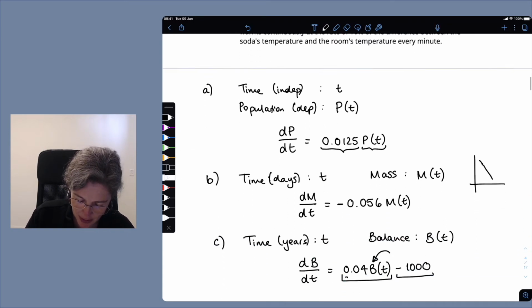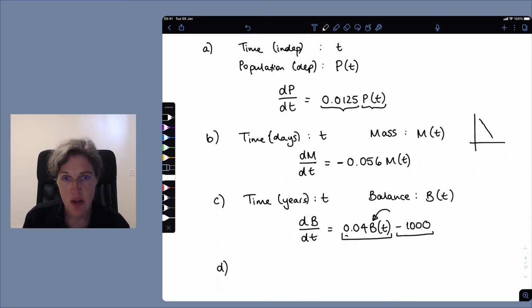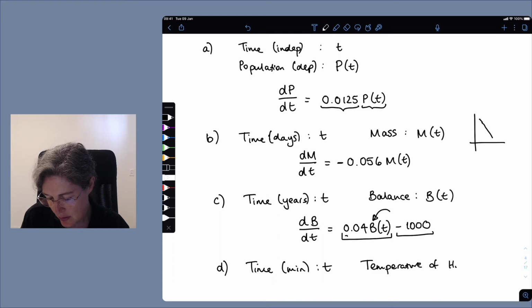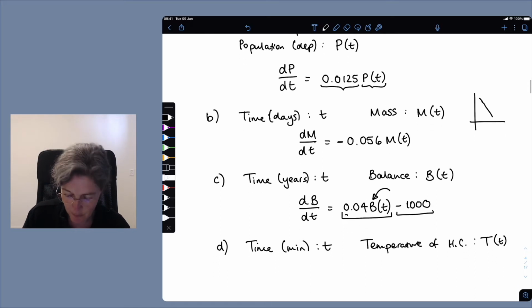Okay, so again, we've got a rate of change over time. So we've got time, and this time it's measured in minutes. Let's keep that t. And we're wanting to find out about the temperature of our delicious hot chocolate. Let's call that big T. So we've got big T of little t. And we want to know how the temperature of our hot chocolate is changing over time.